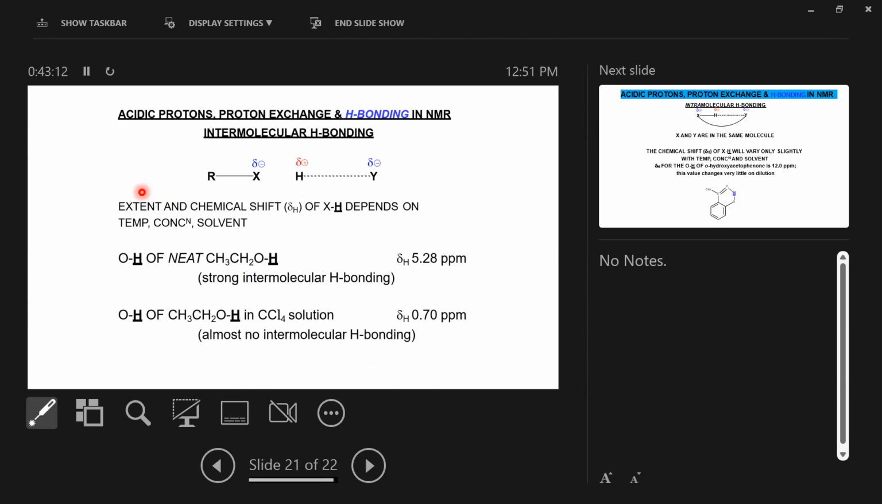You'll soon see it. And there are some instances where it can come up even at 12, but I'm going to show you that. If I did it neat, you have strong intermolecular hydrogen bonding, and the proton comes up around 5.28. Neat means no solvent. If I use a solvent, let's say deuterated ethanol, it comes up at 5.28. You understand? Or the OH in methanol and tetrachloromethane, it comes up at 0.7. So you see that the same OH comes up differently in different solvents. It can come up at 5.28 or it can come up at 0.7. So it just depends.